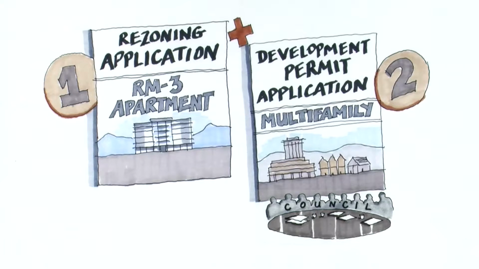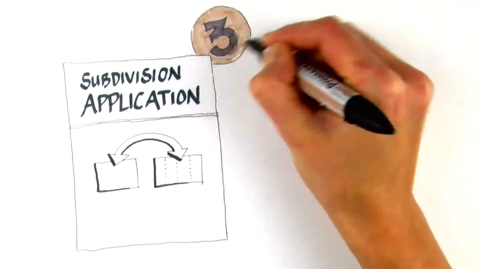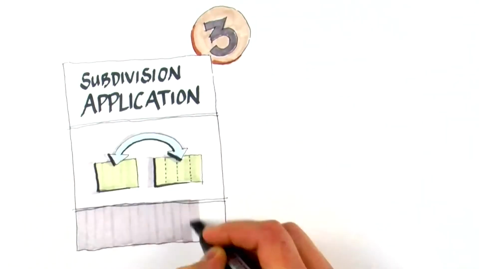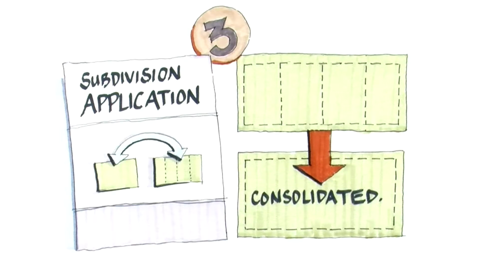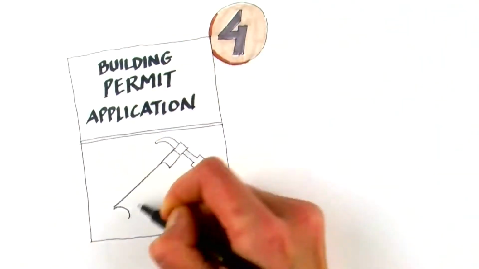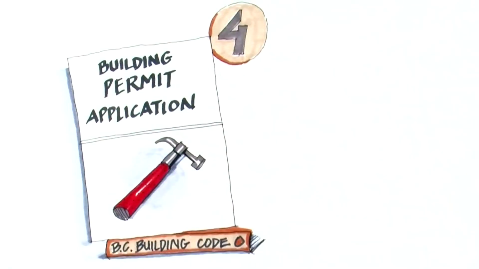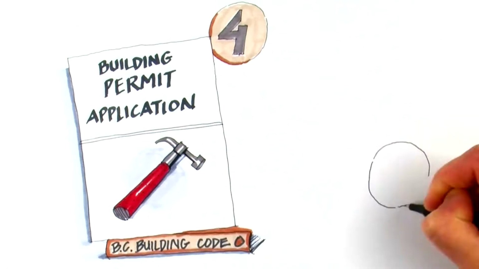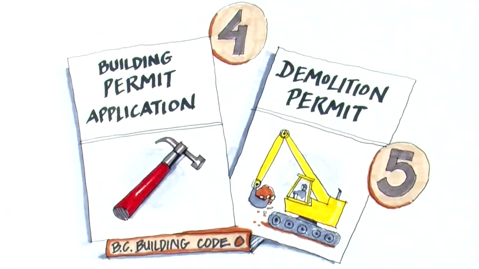Ms. Fraser now applies for a land consolidation application to combine 4 lots into one for her proposed apartment building. Once the rezoning and the development permit have been approved by City Council, the subdivision application to consolidate the lots would be approved by City staff. At this point, Ms. Fraser would apply for a building permit, which grants her permission to start construction and will ensure the building meets the BC Building Code. She also needs to apply for a demolition permit to remove the existing houses prior to construction.